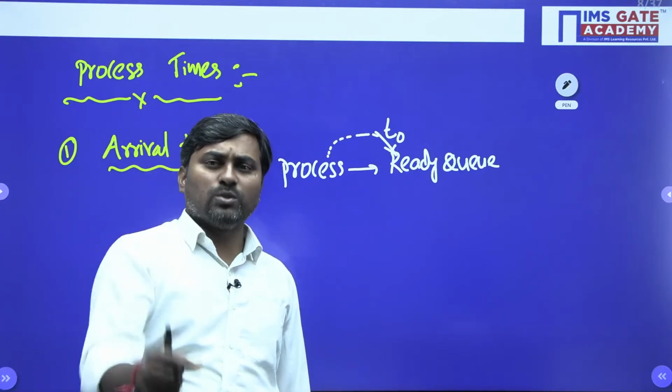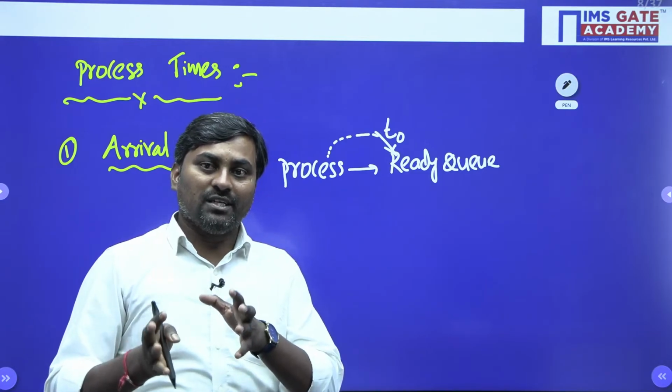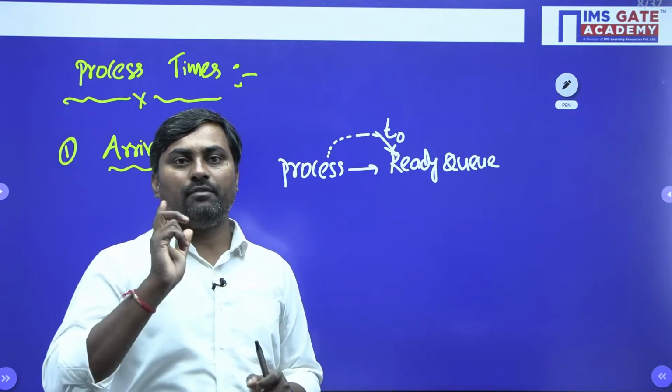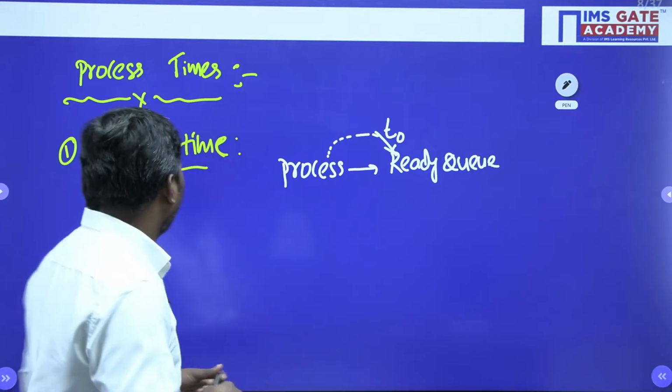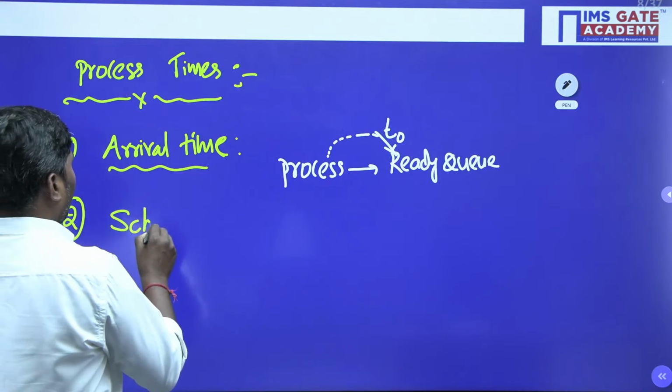Whenever you are going to use the arrival time of a process, it is nothing but the time at which the process entered into the ready queue. Clear? Next, second term, schedule time.